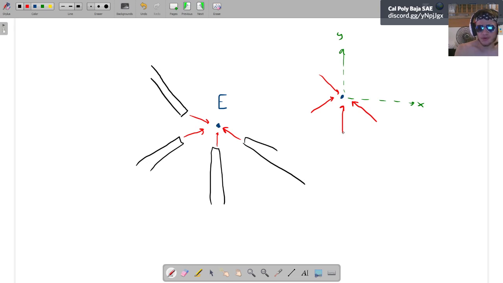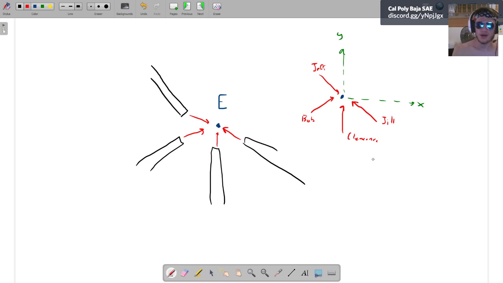What should we label these? I'm going to call this one Jeff. Call this one Bob. This one can be Clarence. And this one can be Jill.